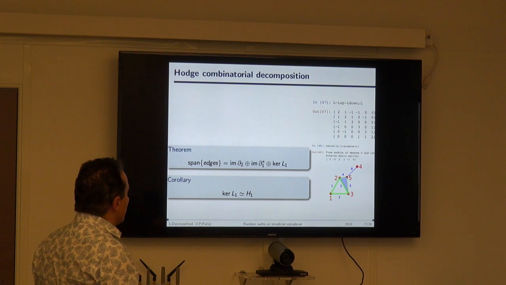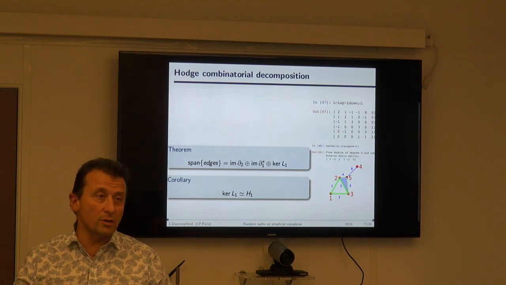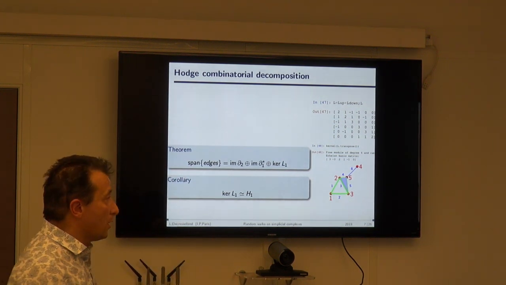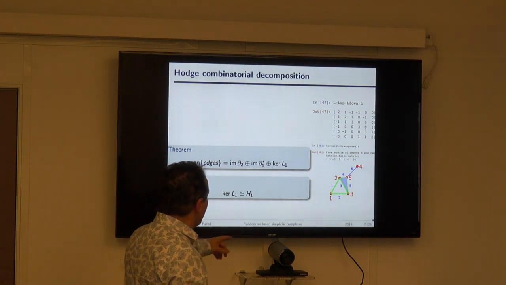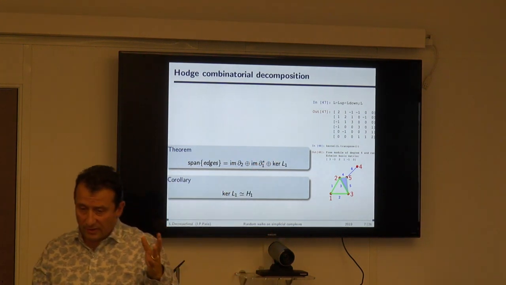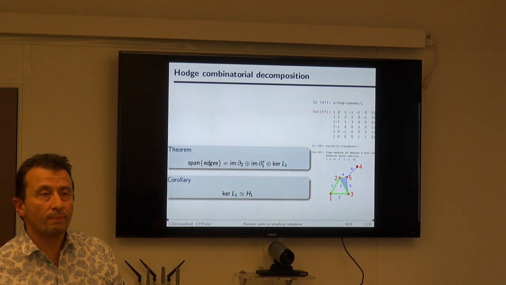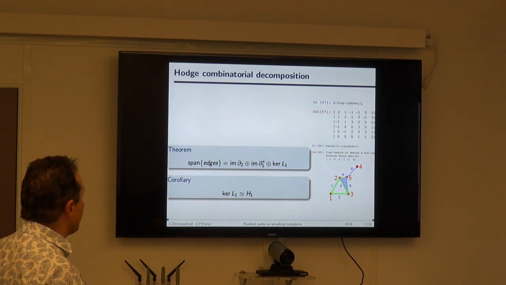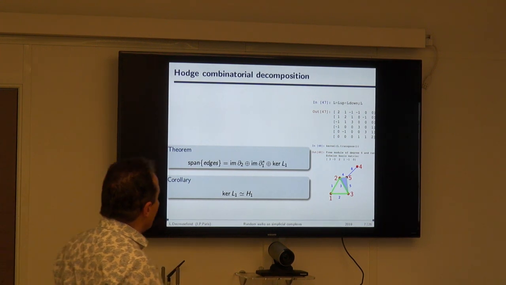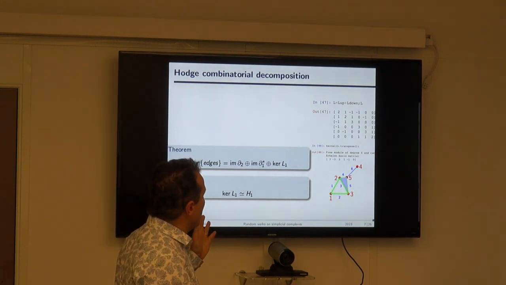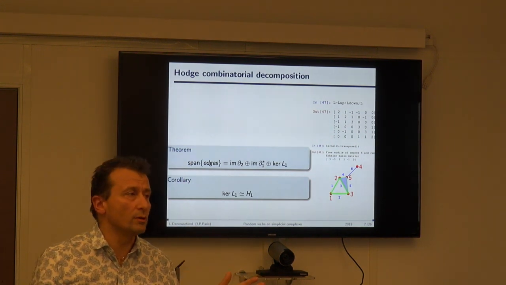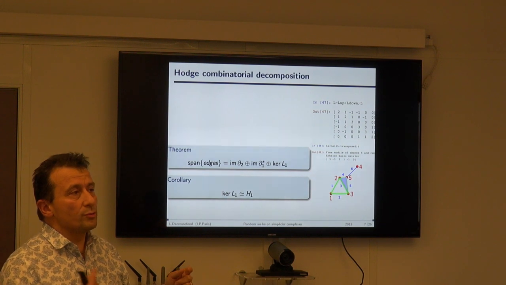The thing which is interesting is that the kernel of L1 is isomorphic, whatever you want, is identified to H1, which was the class of loops. So what I would like to say is that all this algebraic stuff can be done on a computer in a very efficient way. It's not very complicated. It's all about finding what is called the Smith normal form or something like this. It's like Gaussian reduction or something like this.